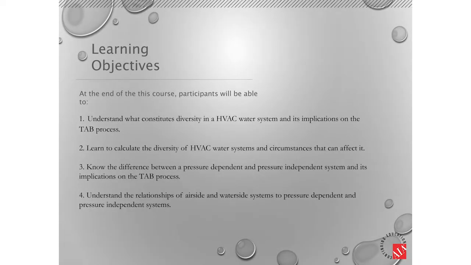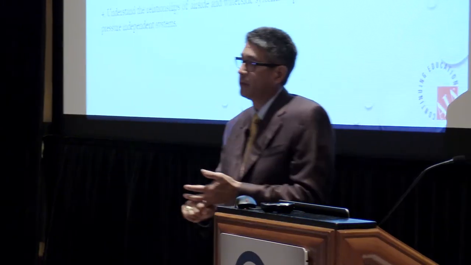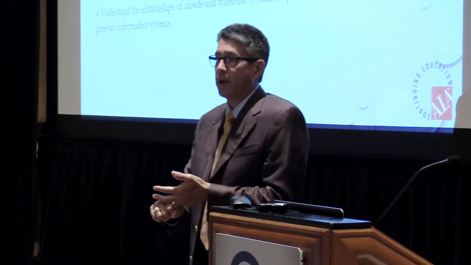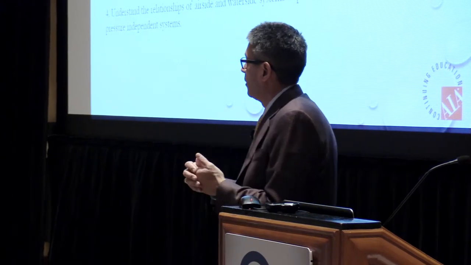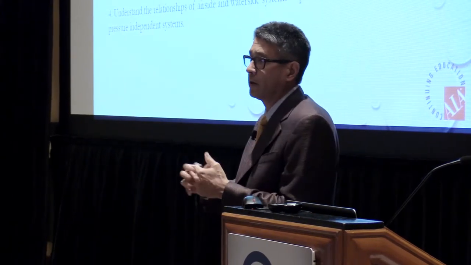Basically, as far as learning objectives, we want to understand what constitutes diversity in an HVAC system. We want to learn how to calculate diversity and how it's calculated, or if it's calculated. Know the difference between pressure independent and pressure dependent. Probably use air as our example to compare back and forth between air and water, and ask: do we really have a pressure independent water system?